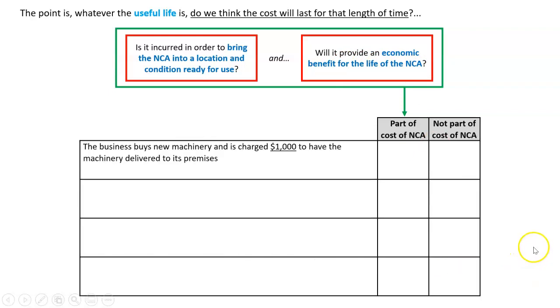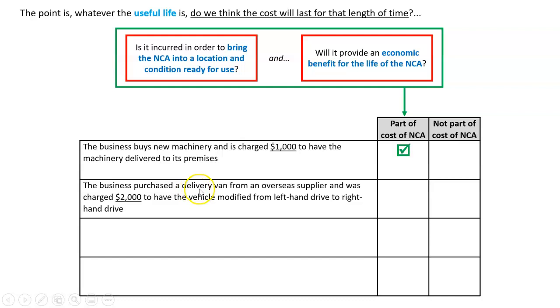Let's just do a few more examples. The business buys new machinery and is charged $1,000 to have it delivered to us. Well, we can't use it unless it's delivered to us, so that's true. And will it last for the life of the asset? Yeah, once it's been delivered, that's it. We'll never need to pay for that again, so that will be part of the cost.